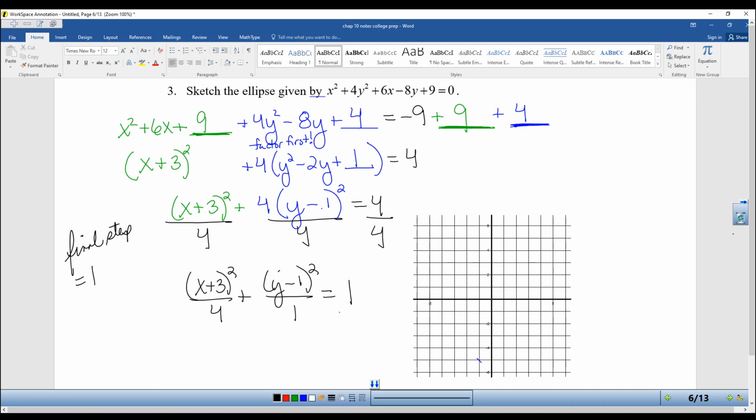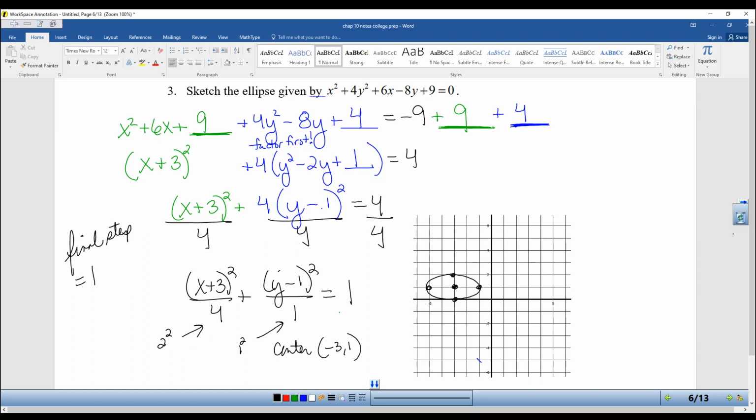Now that it's in this form, you did the hard work. The easy work is now you can find the center, which is going to be negative 3, 1. And I see a 4 under the x, which is 2 squared, so it's going to move in 2 in the x direction. I see a 1 under the y, which is 1 squared, so I move 1 in the y direction. Notice I've avoided the a's and the b's and all that kind of stuff. I just care about if the number is under the x, that's how much you move in the x direction after you take the square root.